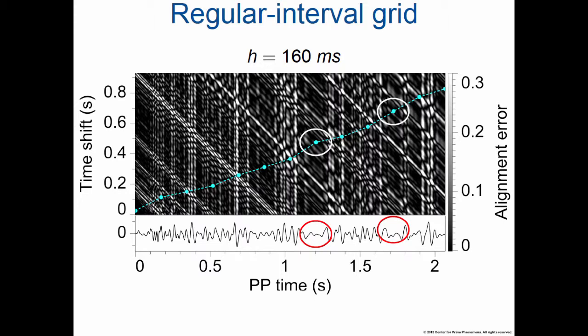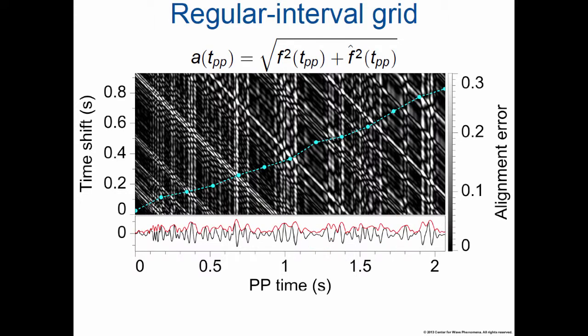But these two blue dots I've circled are in a location where we have pretty low amplitudes, and there's really nothing in the alignment errors to give us any confidence in these time shift estimates. So in order to take advantage of this high amplitude information, I compute the envelope of the PP trace f, which is given by the square root of f squared plus f hat squared, where f hat is the Hilbert transform of f. And that envelope is displayed in the bottom panel in red.